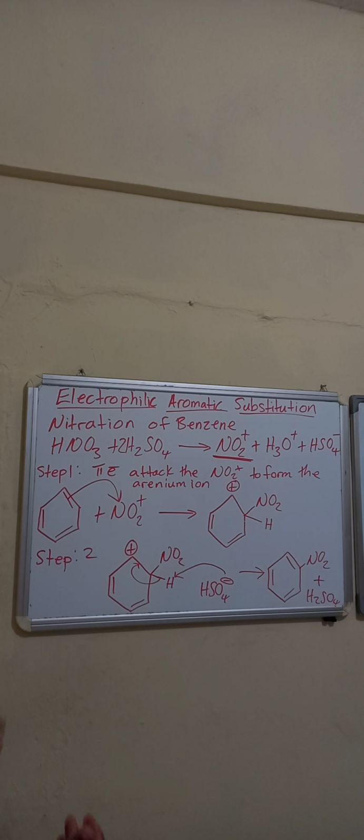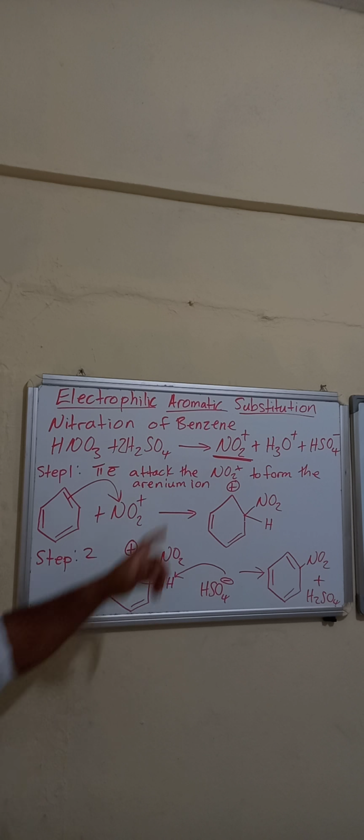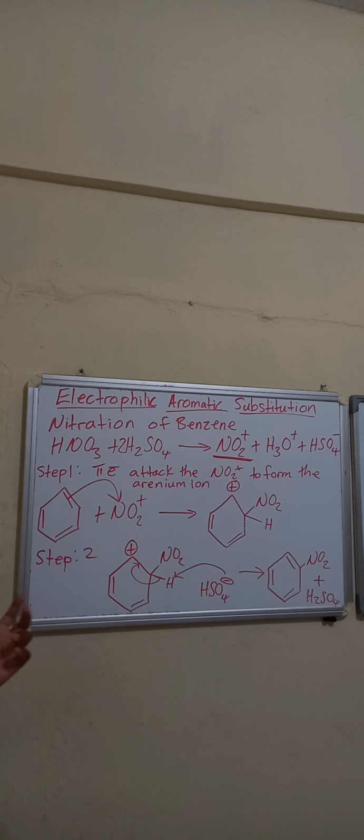Alright, so nitration is pretty simple. You just write the equation to generate the nitronium ion. And again, for CSEC, you don't need to draw the structure of the nitric acid and the sulfuric acid and show all of that. When you go to university, then that will come into play. Alright? So that's the equation.